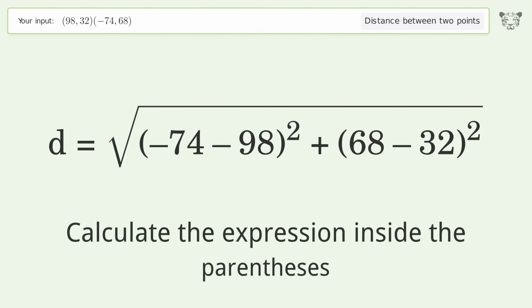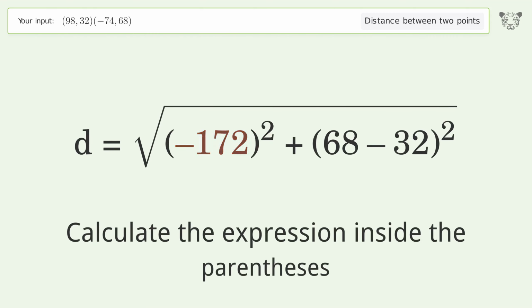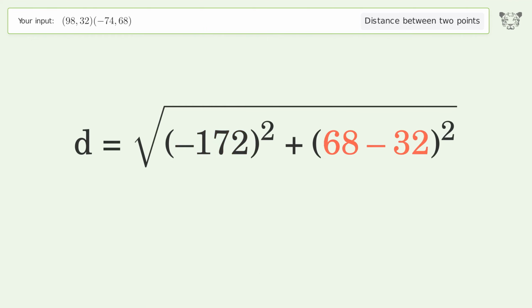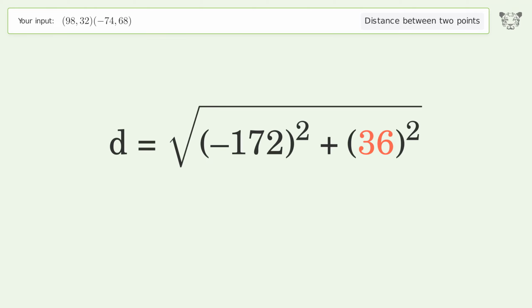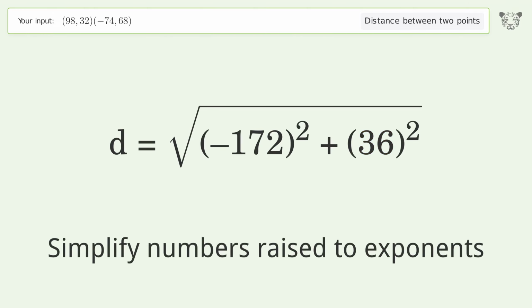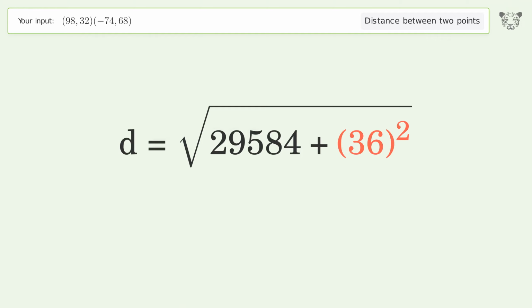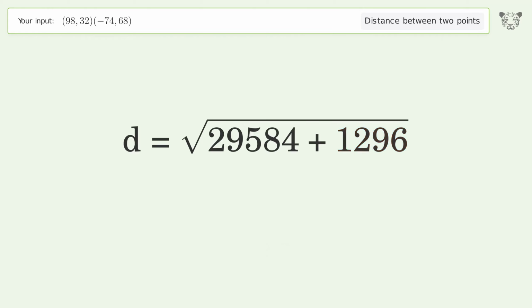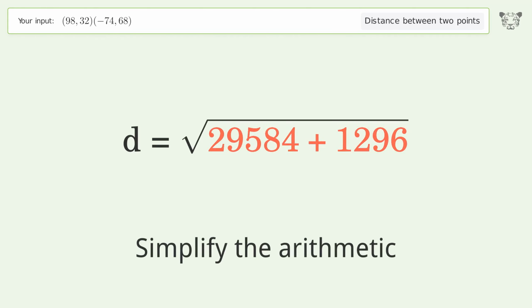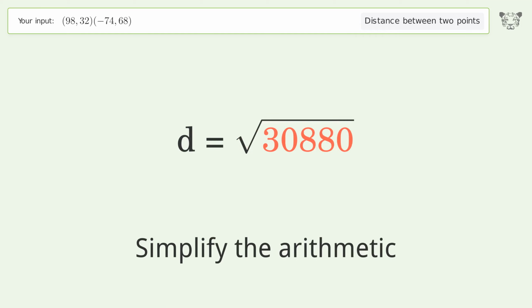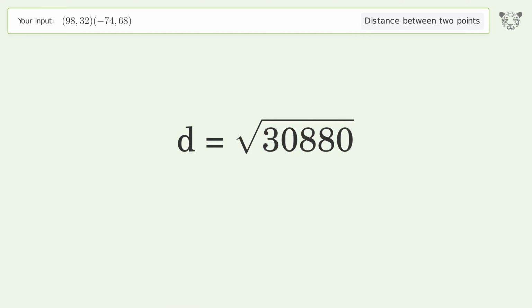Calculate the expression inside the parentheses. Simplify numbers raised to exponents. Simplify the arithmetic. And so the distance between the 2 points is the square root of 30,880, or 175.727.